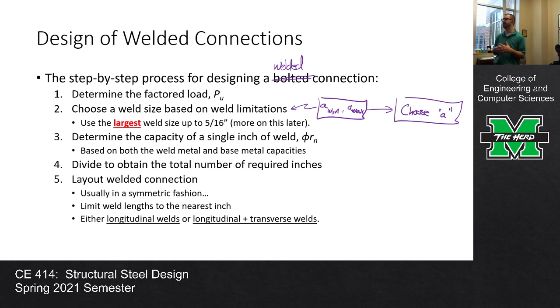For our purposes in CE414, we're just going to round up to the nearest inch. So if you compute that you need 6.8, just round up to 7. Or 7.2, just round up to 8. And when you're placing those welds, either put longitudinal welds or longitudinal plus transverse. Not just transverse welds. That's bad. That's low ductility. It means if it fails, it's going to fail quickly.